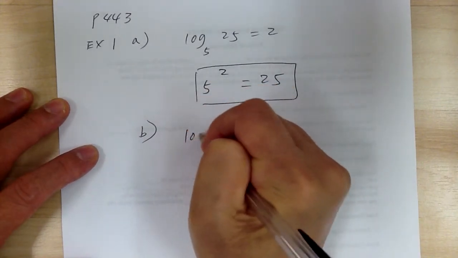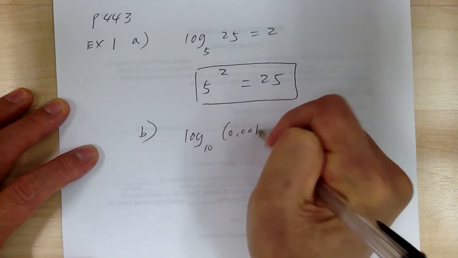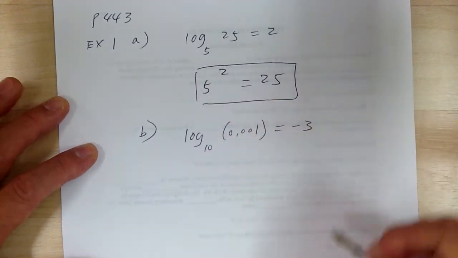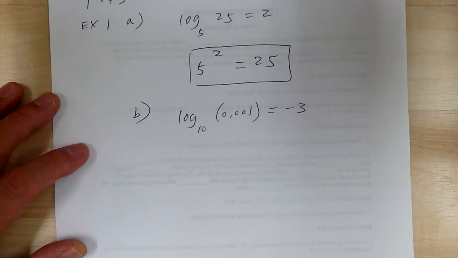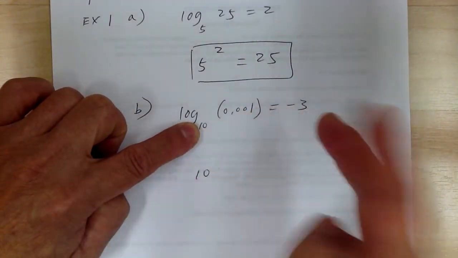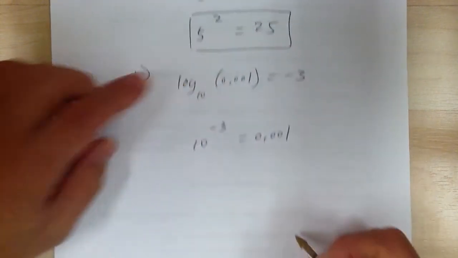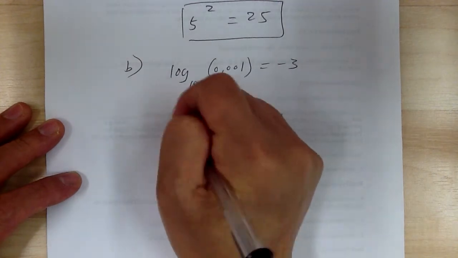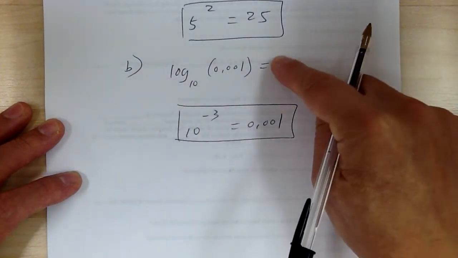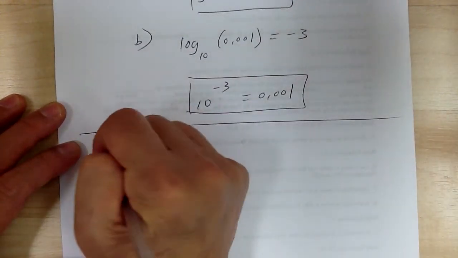You have log base 10 of 0.001 equal to -3. You're going to convert into exponential form. Again, the base always stays, then you switch the x and the y. So it becomes 10 to the -3 power equal to 0.001. And that's it. That's how you convert from log to exponential form. Now let's go to example 2. You're going to do it the other way around now.